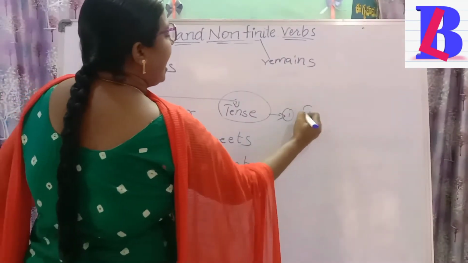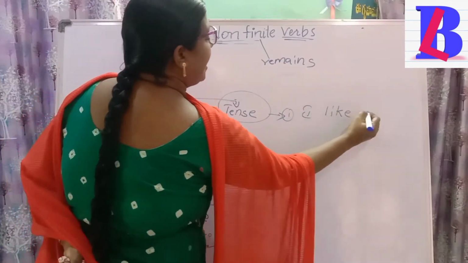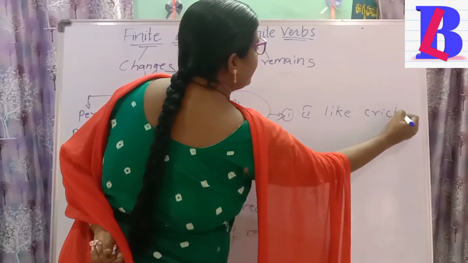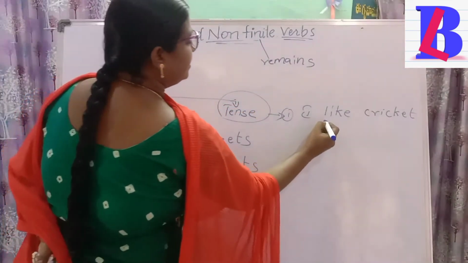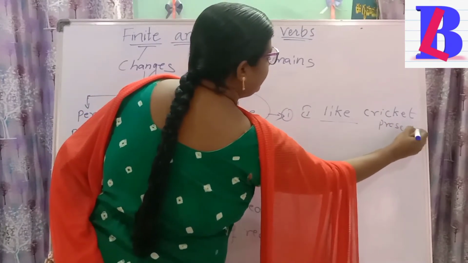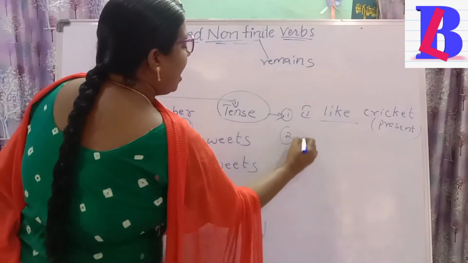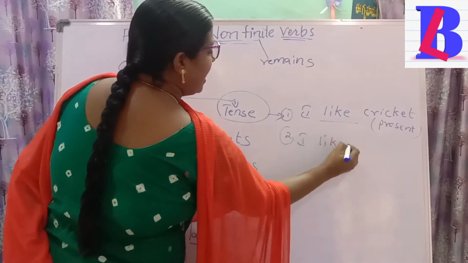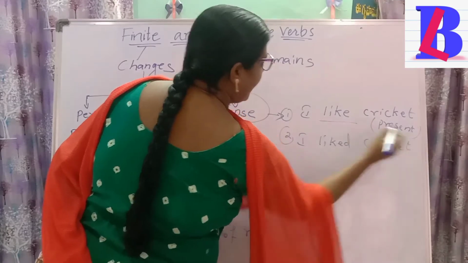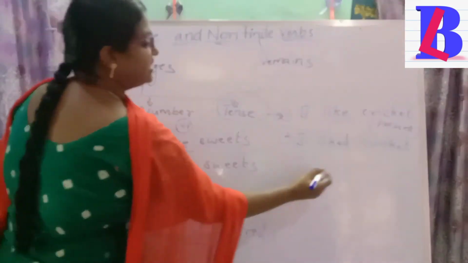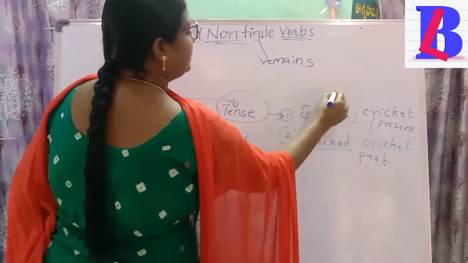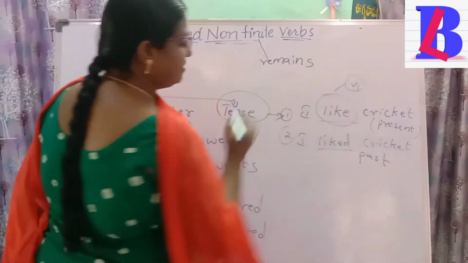Example: I like cricket. Here the first sentence is in present tense. I liked cricket. Here the second sentence is in past tense. The verb in the first sentence is V1 form. It is in simple present.